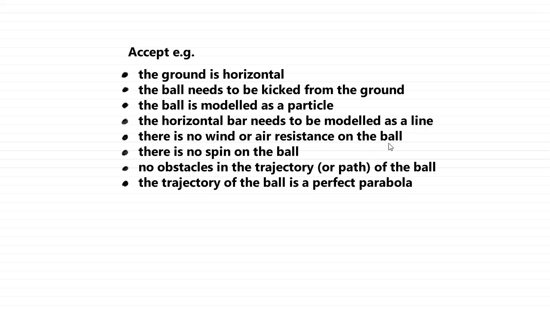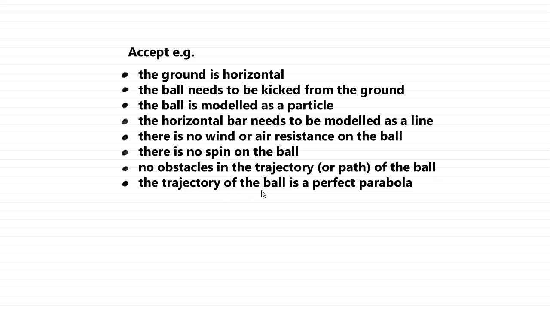There's no wind or air resistance on the ball. If there were, that's going to distort the path, and it wouldn't necessarily follow a quadratic curve. And there's no spin on the ball. That's very unlikely. If there was spin on the ball, that could also cause resistance and alter the path's trajectory. No obstacles in the trajectory or path of the ball. Obviously, if somebody gets in the way, then that path, that trajectory, isn't going to be completed.